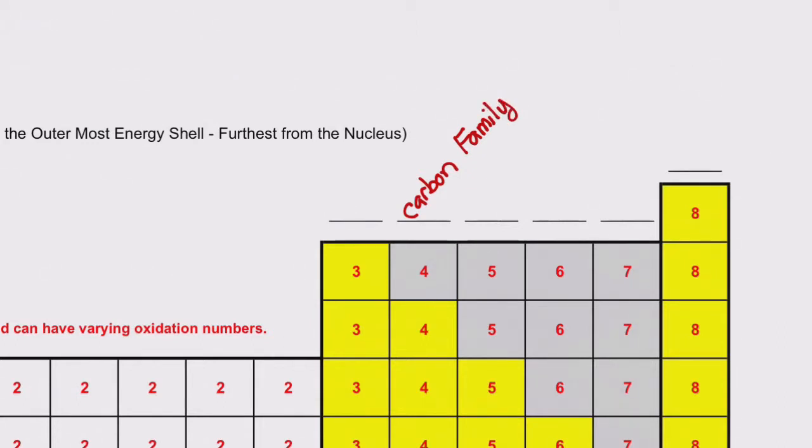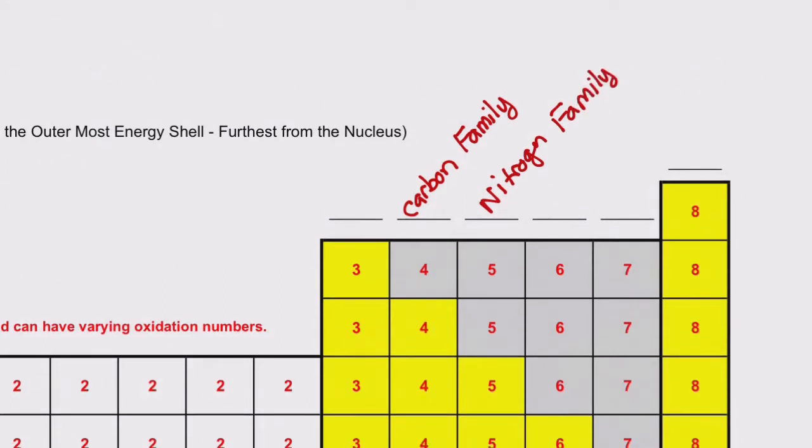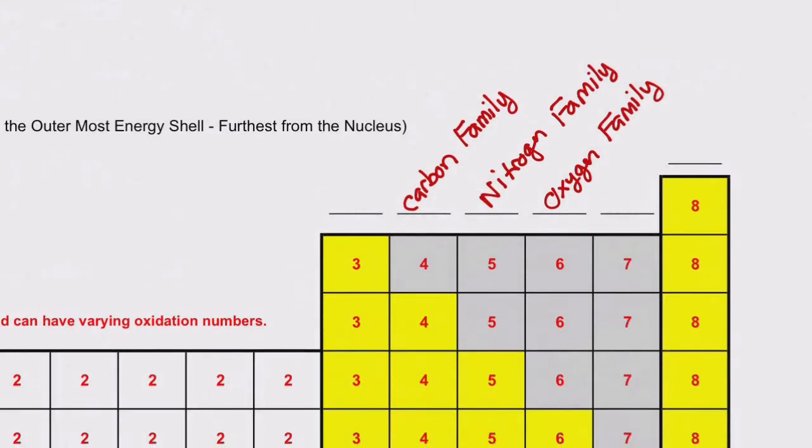Okay, so there's the carbon family. What about the next one over? David? Yeah, the nitrogen family. What about the next one over? Dylan? Yeah, the oxygen family. Okay, oxygen family. What about the next one over? This one's not by the name of the element at the top. It's actually got a special name. Hannah? Yeah, we're going to call those the halogens. That's the last one we're going to name for today.